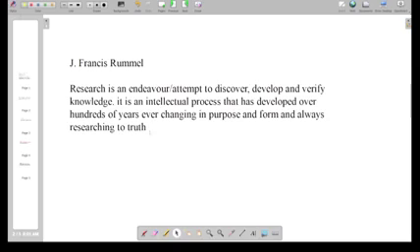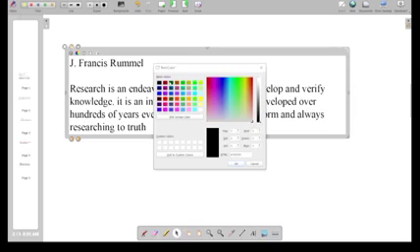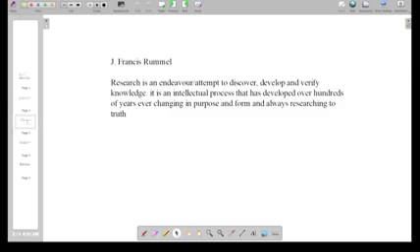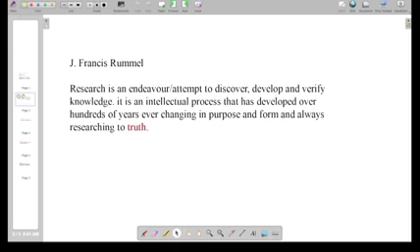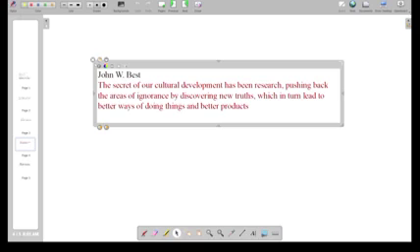So, the essence of a research is to discover the truth. Please take note of that. You want to discover the truth, and your truth is going to be based on facts. That is the explanation of the second definition given by J. Francis Rummel. Let's proceed. The next one is the definition of John W. Best. John W. Best.